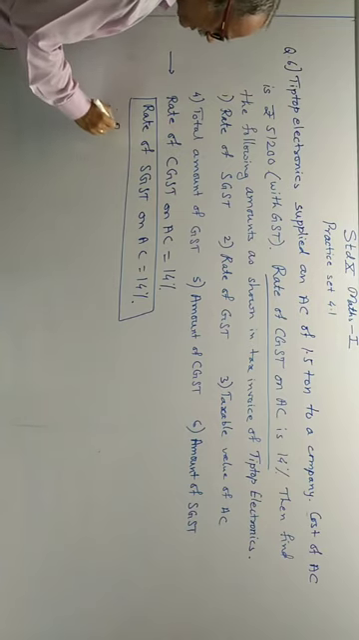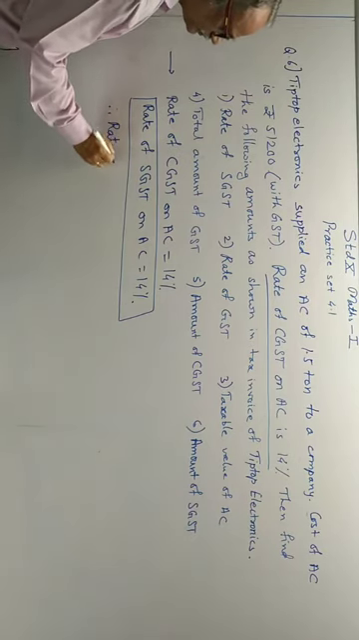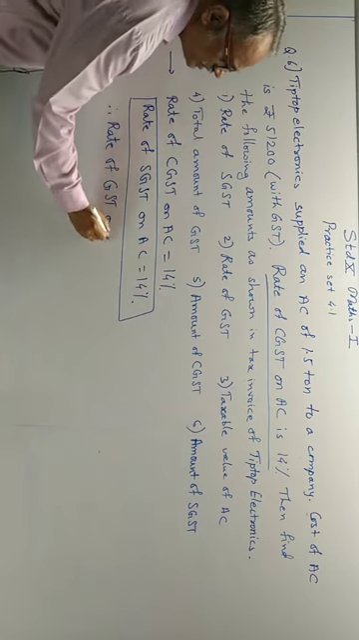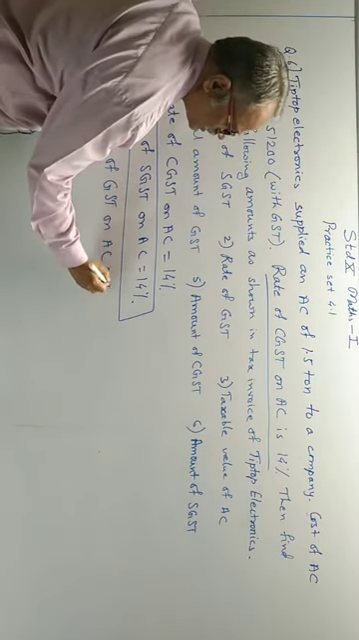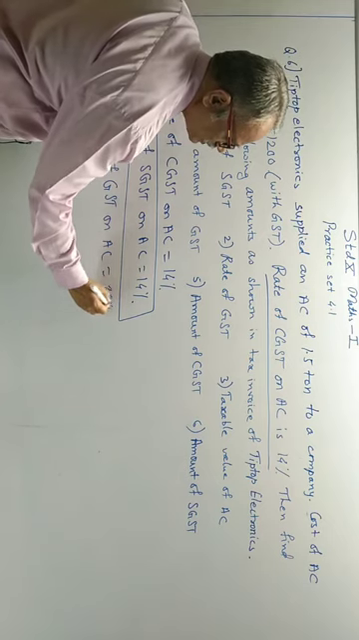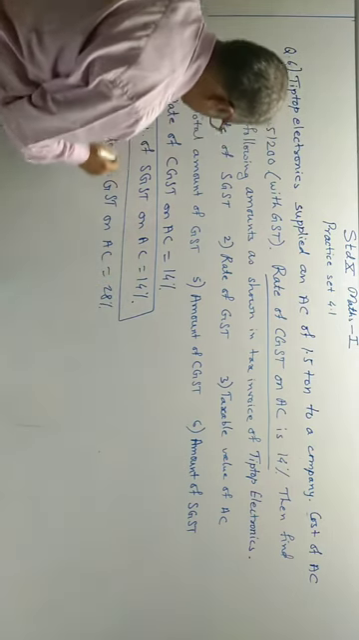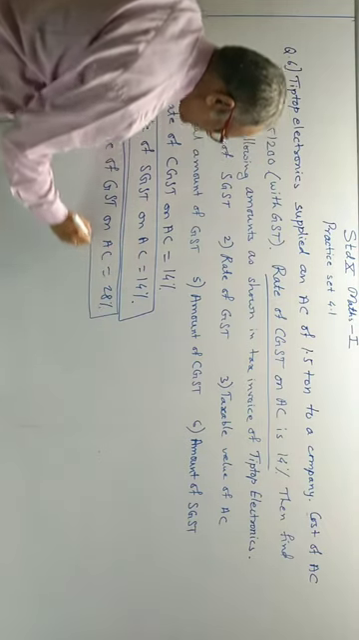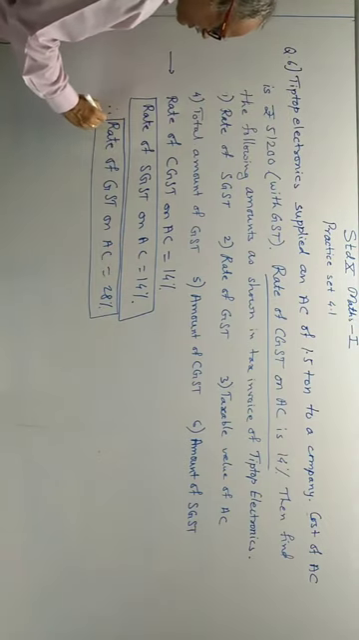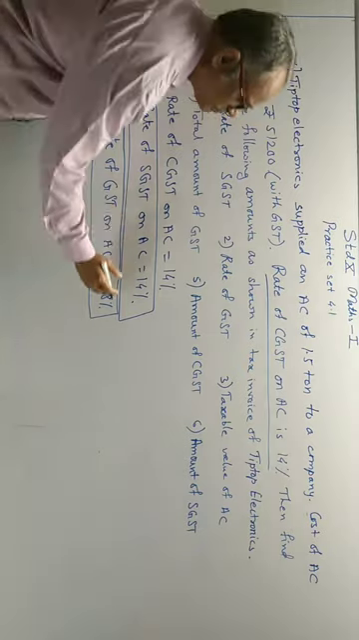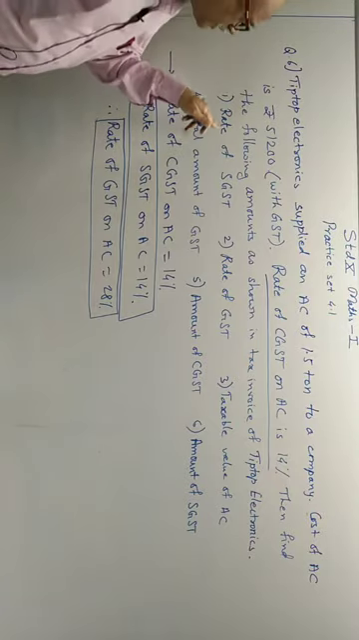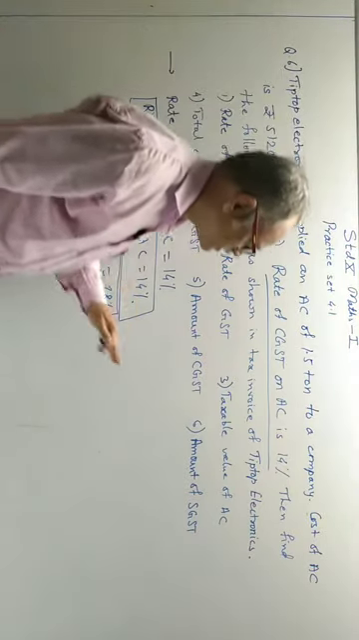Therefore, rate of GST on AC is 28%. Out of that, 14% of taxable value will be taken by CGST by central government, 14% by SGST, total 28% person has to give extra on the taxable amount. So we have obtained first answer, we have obtained second answer.